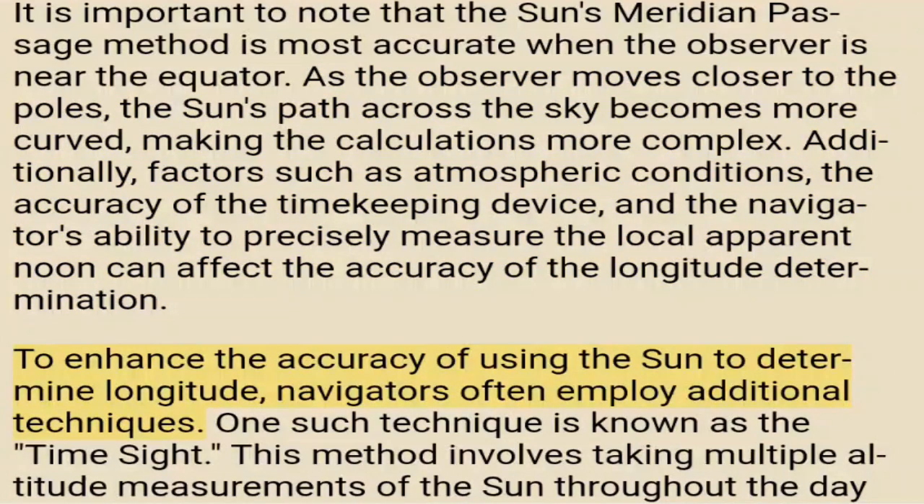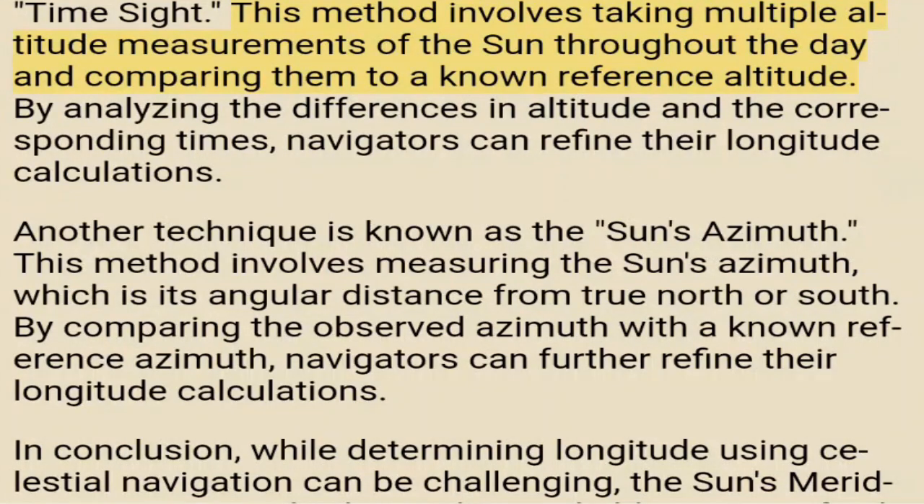To enhance the accuracy of using the sun to determine longitude, navigators often employ additional techniques. One such technique is known as the time sight. This method involves taking multiple altitude measurements of the sun throughout the day and comparing them to a known reference altitude. By analyzing the differences in altitude and the corresponding times, navigators can refine their longitude calculations.